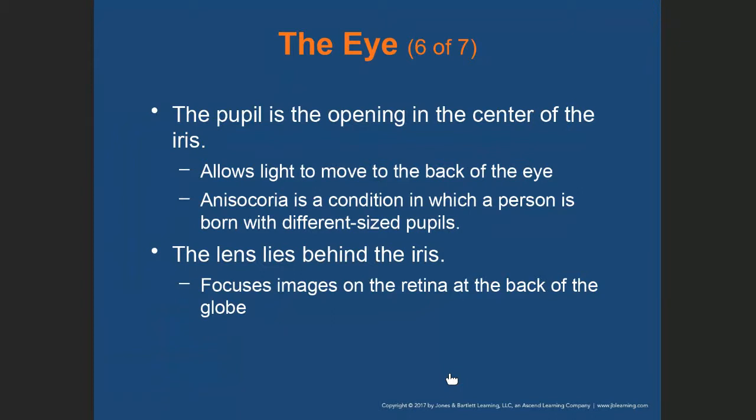The lens lies behind the iris and it focuses images on the retina at the back of the globe. The retina is a very important structure to our ability to see. Think of the retina as the link between the eye and the brain. It's that nerve link between the eye and the brain. If the retina is detached, the person is going to lose their ability to see.